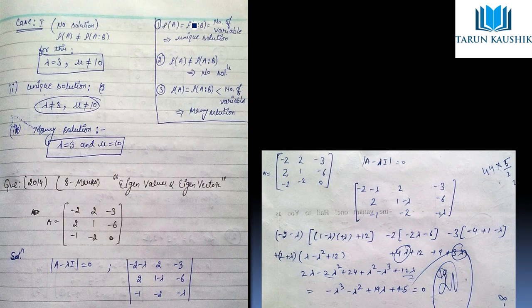So for that you just remember these 3 things. If the rank of A matrices and rank of A augmented B matrices are equal and the number of variables are also equal, then the solution will be a unique solution. If the rank of A is equal to rank of A augmented B but less than the number of variables, then there will be many solutions.